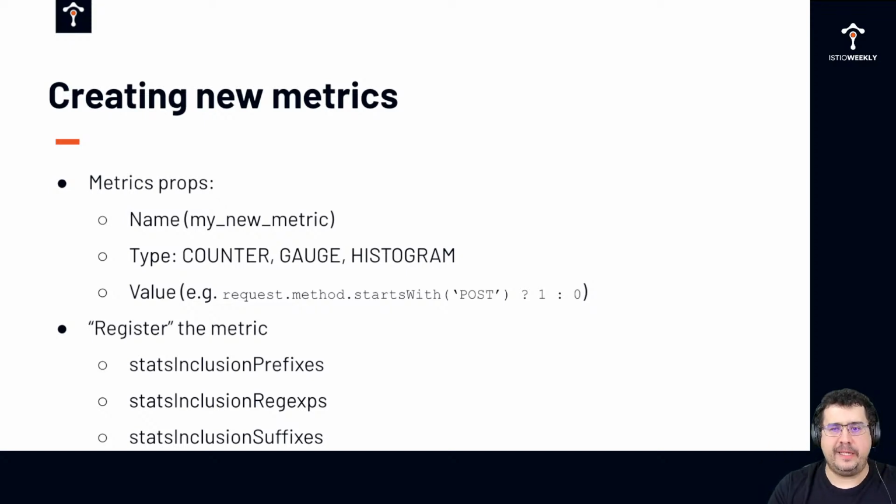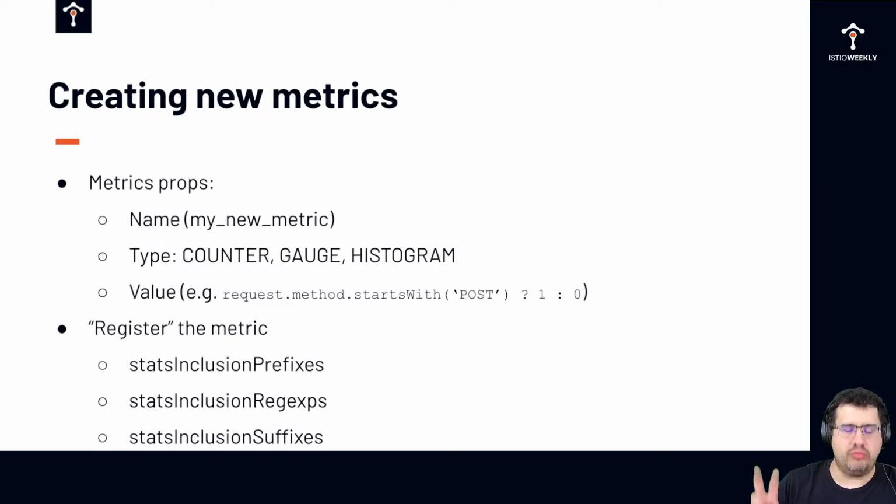Now the value field is a string itself. So you can write things as I have in the slide. You can say, I want to check if the method of the request starts with post. If it's a post request, I'm going to return 1, meaning I want to increase the counter. Otherwise, I'll return 0. And then the request method, you can replace that with any of the attributes that I've talked about, any of the Envoy default attributes that are being collected.